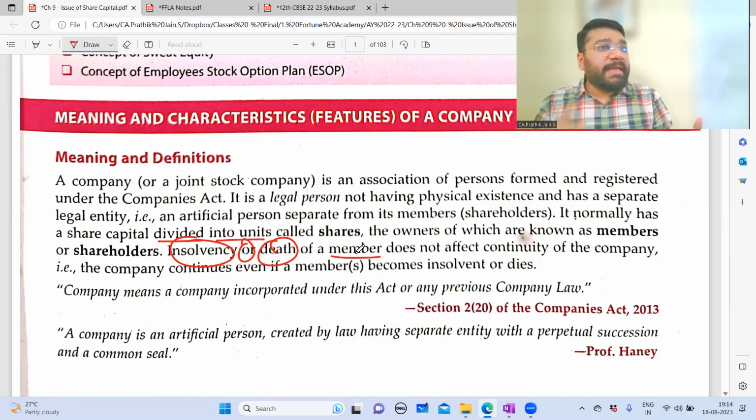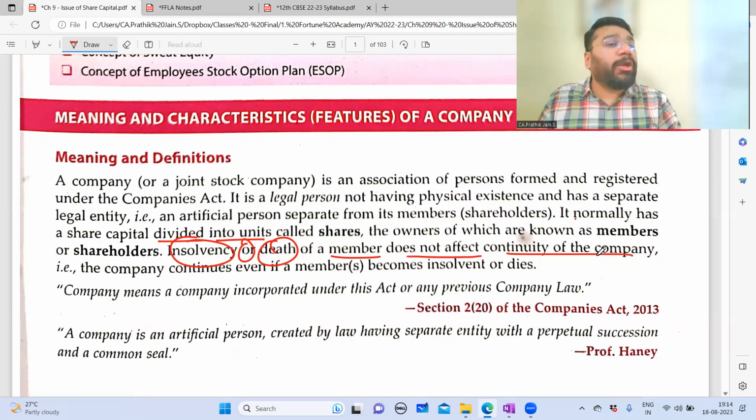So here, when you form a company, in the agreement, whether you make this point or not, by default law says insolvency of a person, death of a person will not affect the continuity of the company. It will not affect the going concern of the business. The business can continue without any problem. Who is giving that authority? Law is saying.